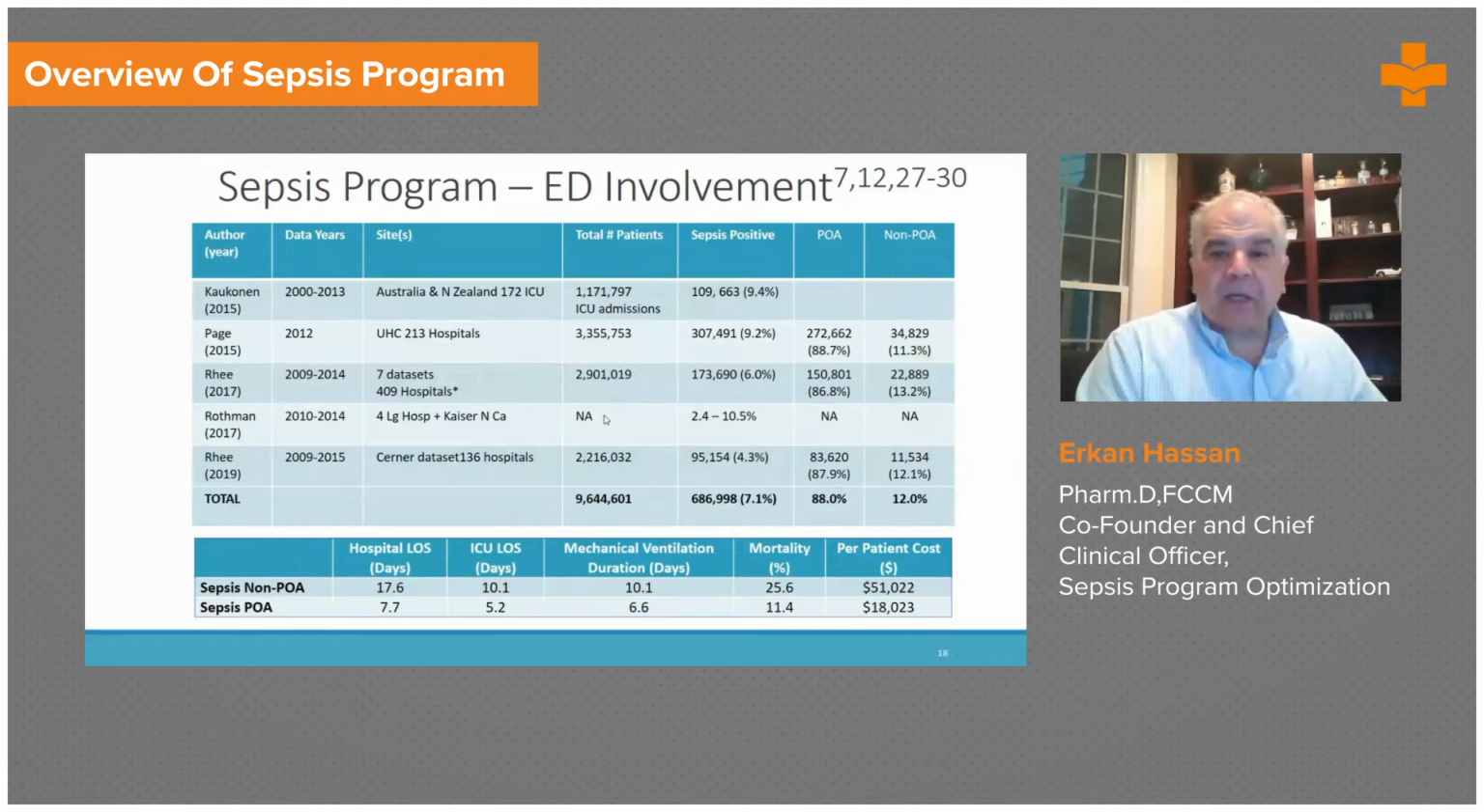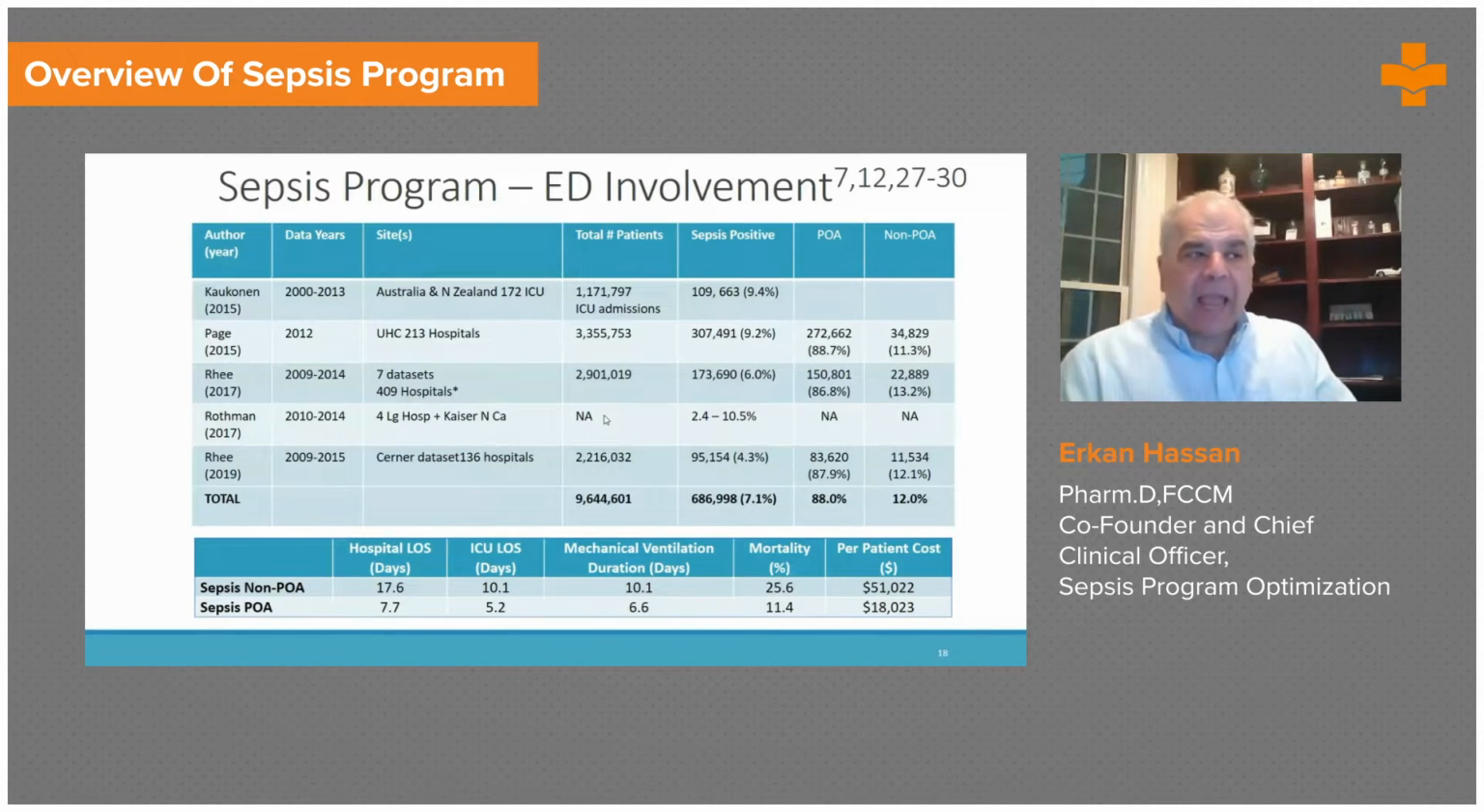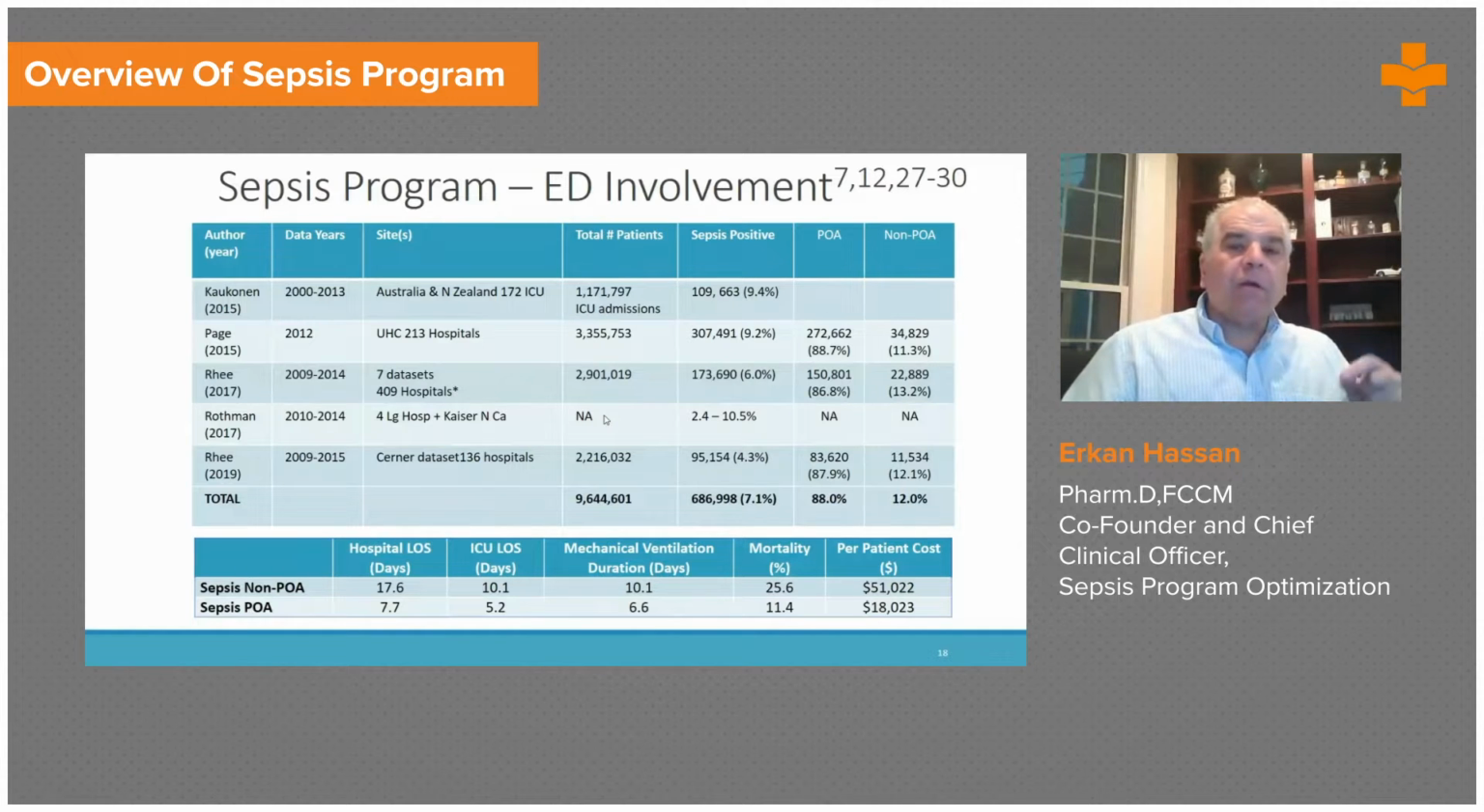Duration on mechanical ventilation is 1.5-fold greater, from 6.6 days to 10 days. Mortality more than doubles, from 11% to 25 or 26% in non-present on admission sepsis cases. And the cost per case more than doubles, from $18,000 a case to $51,000 a case. So there is a huge clinical and financial impact on outcome metrics of present on admission versus non-present on admission. So A, you don't want to miss them, and B, you do not want it developing as a late complication.